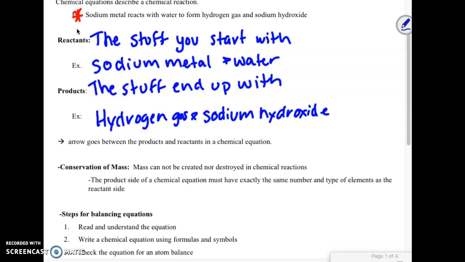So here, an arrow goes between the products and reactants. So an arrow separates the products and reactants. Another thing that we could say is that a plus sign goes between two products or two reactants.